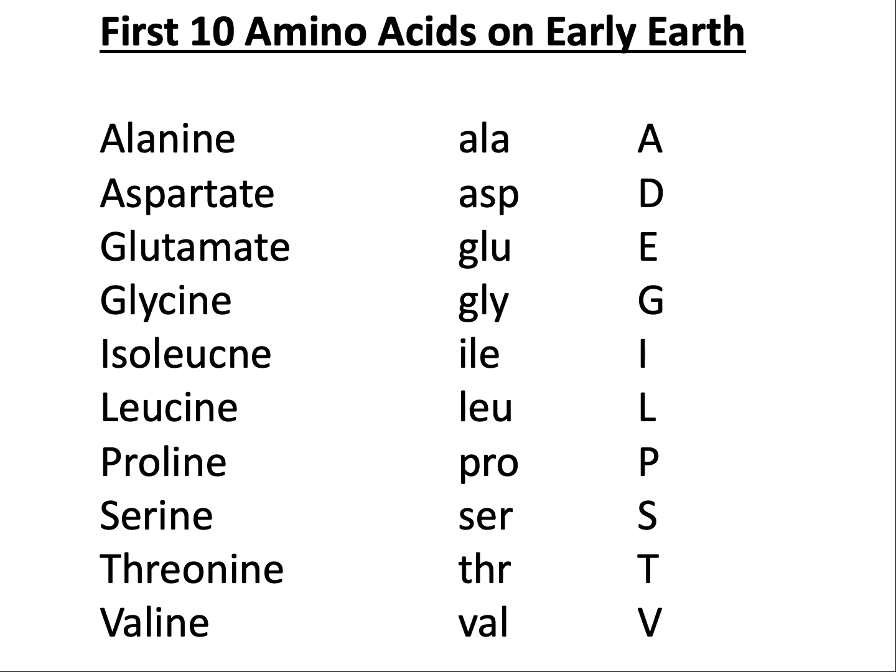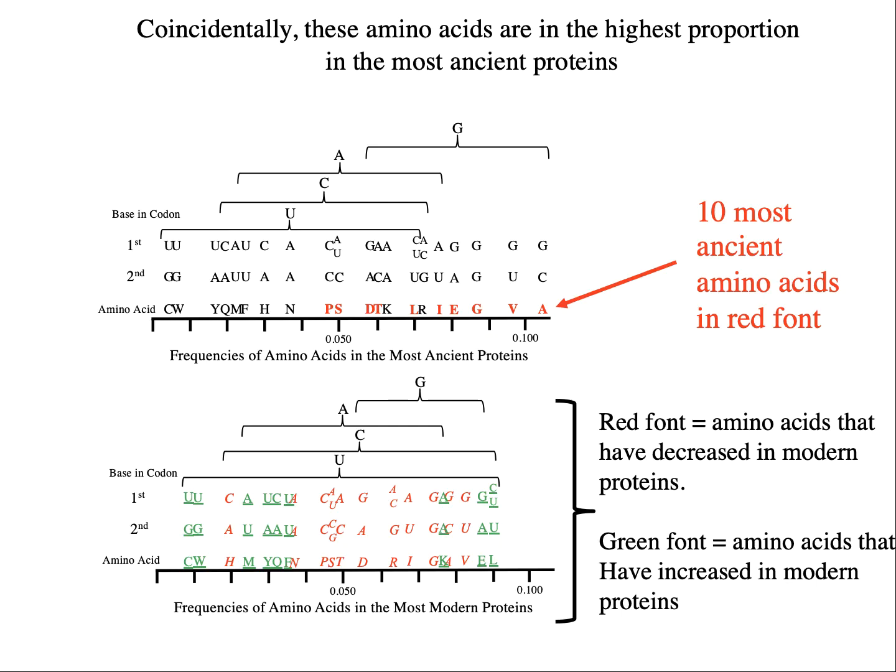And it turns out that if you look in primitive proteins, that is, proteins that are in all organisms, meaning that they had a very early origin in those organisms and on Earth, these 10 are in higher proportions than the other 10 that apparently arrived on Earth or were produced by biological systems later on. So here are a couple of graphs showing that.